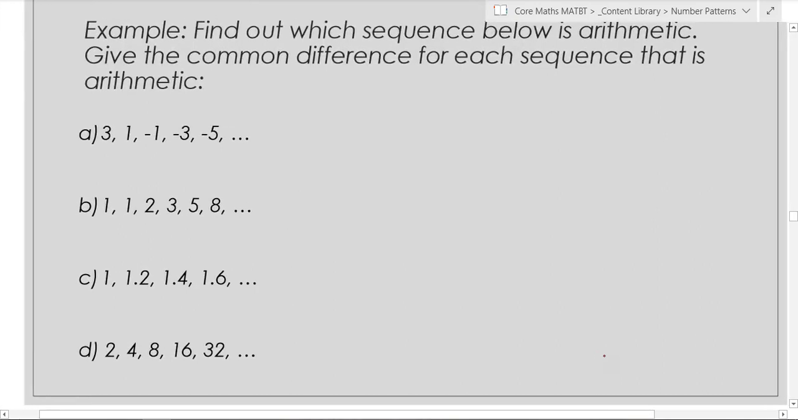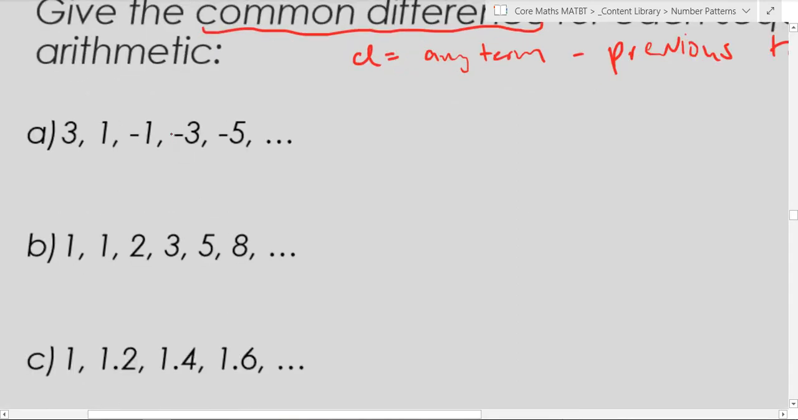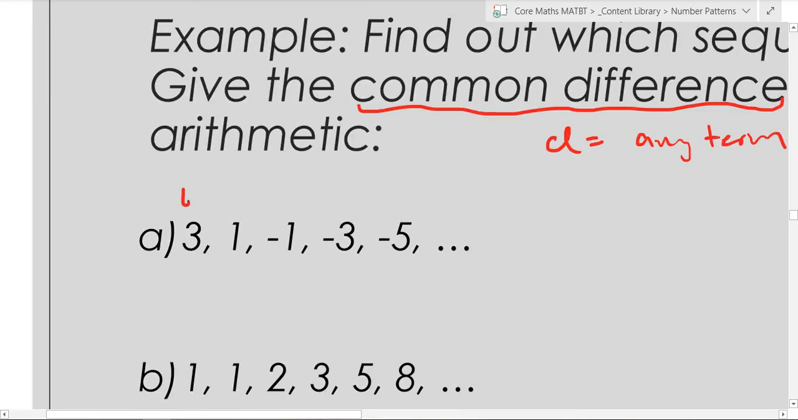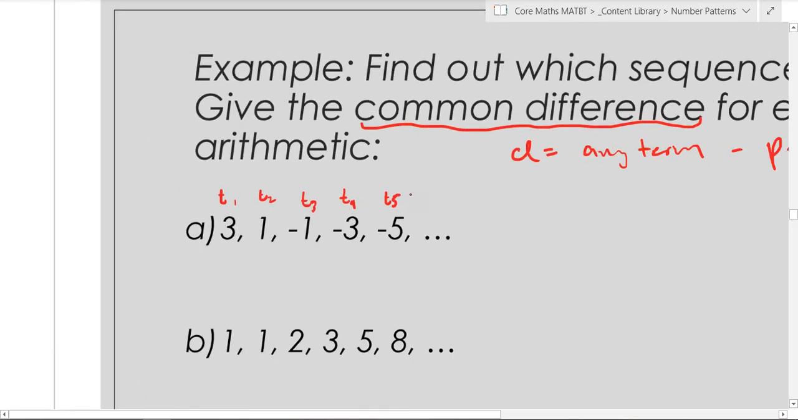Alright, next one. Find out which sequence below is arithmetic. Give the common difference for the sequence that is arithmetic. Alright, so we have to figure out which ones of these are arithmetic. Remember, the rule for finding the common difference is D equals any term minus the previous term. Okay, so it's always a good idea when you do these questions that you name or label your terms, so you know what you're working with, alright?